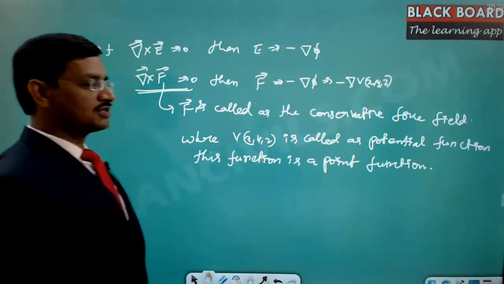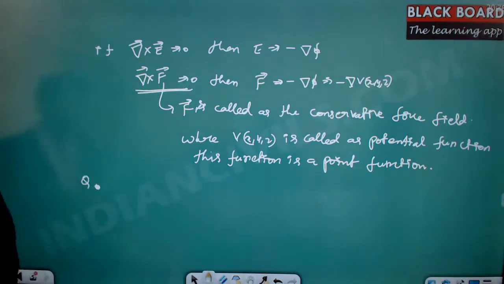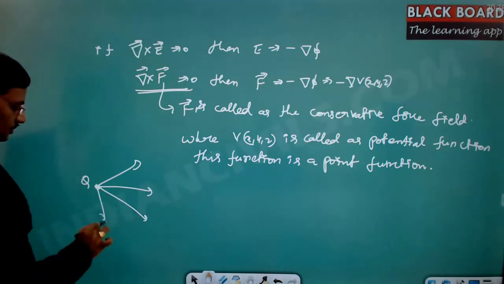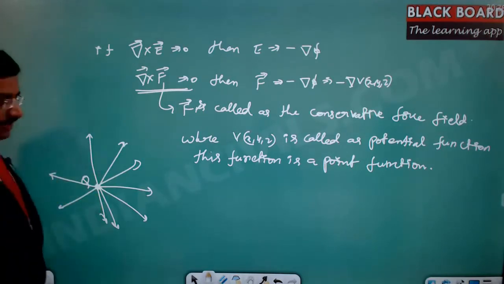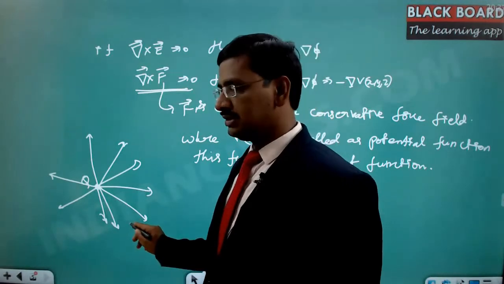Meaning the point function, meaning suppose if you take an electric charge here and it is having a magnitude of Q, and obviously there is an electric field in all the directions due to this particular charge. So there is an electric field. Now here, under the presence of this electric field, let us bring one Coulomb charge. So let us take one Coulomb charge here, right?